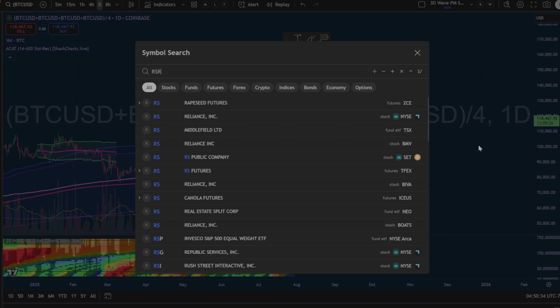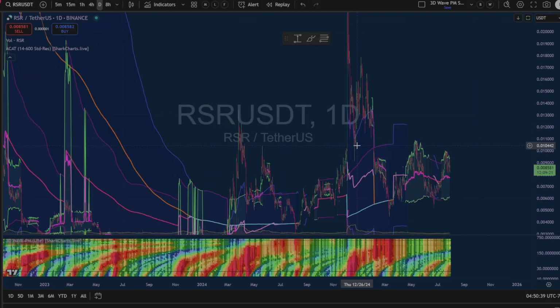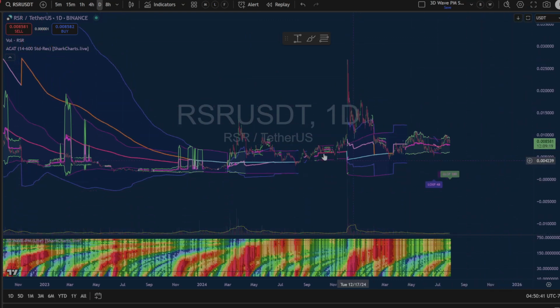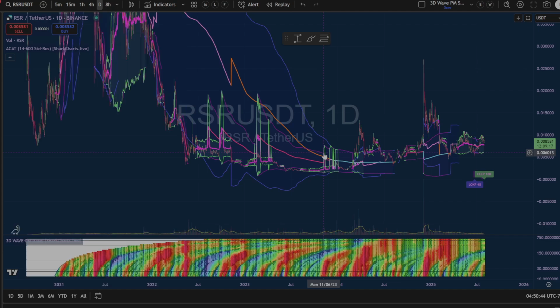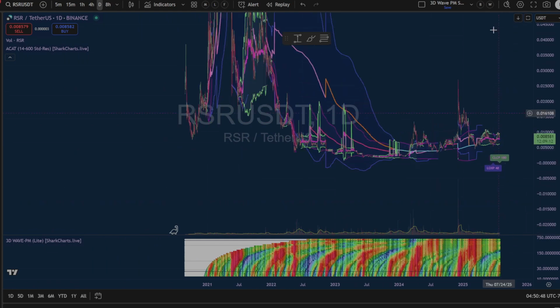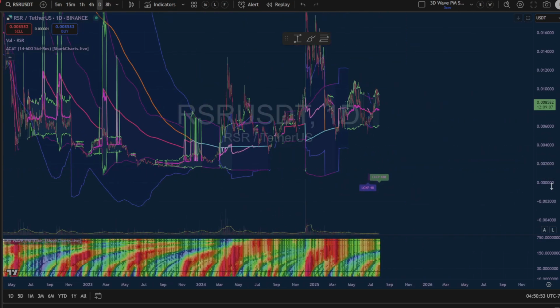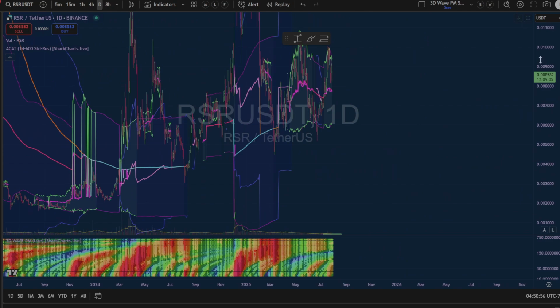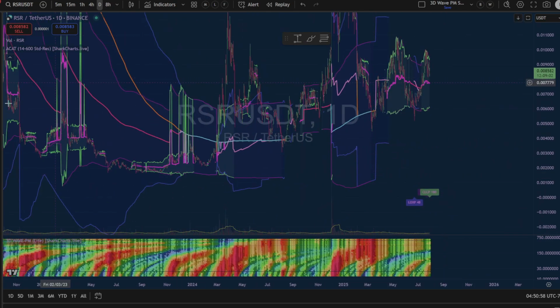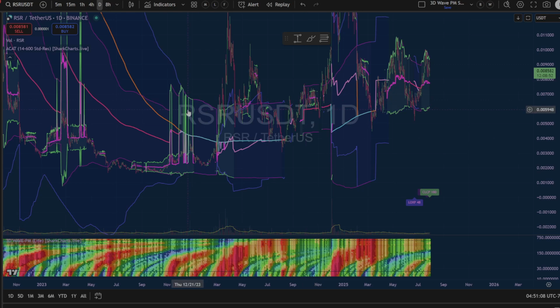RSR, RSR, USDT. Okay. The scale of this thing is hard to look past. Goodness. Okay. So, like, what is the range? Okay. I see your interest.